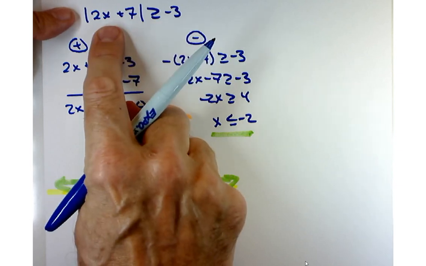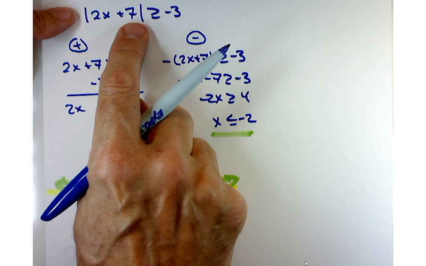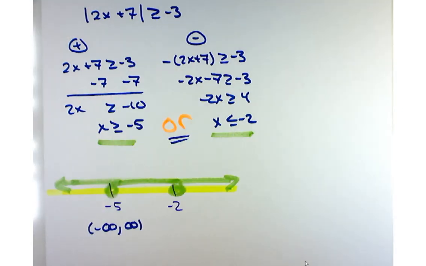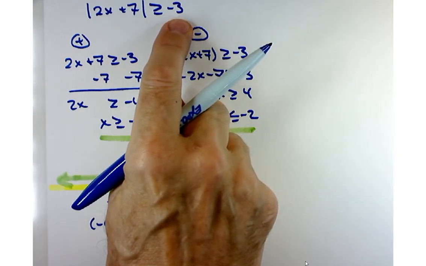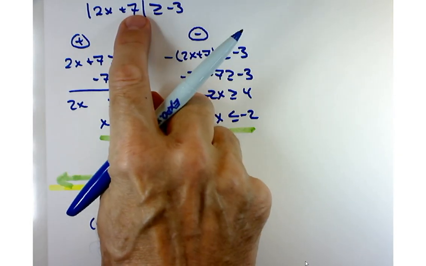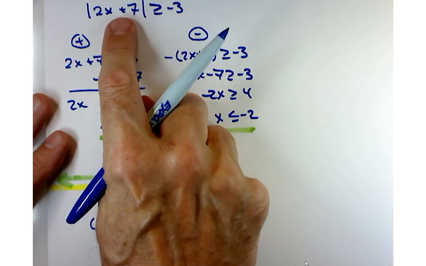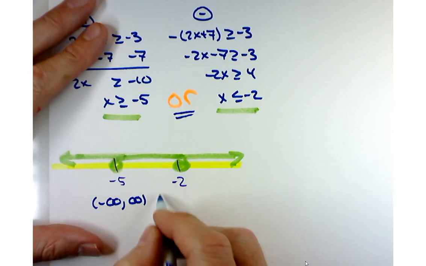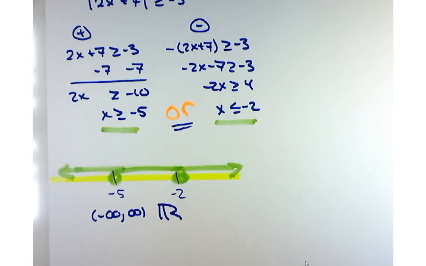Let's pick a negative number. How about negative 10? Negative 20 plus 7 is negative 13, but then you take the absolute value of it. Absolute value of negative 13, it's bigger than negative 3. You can't miss with this one. This is a sure bet. So it's always true. Now the other fancy notation that I like for that is the script R. You don't have to remember that. That's okay.